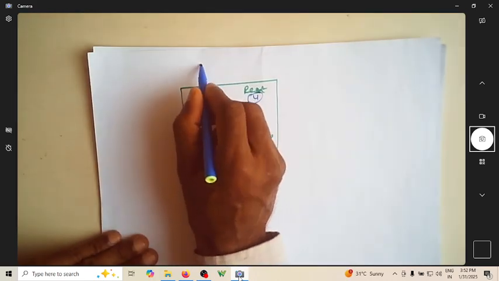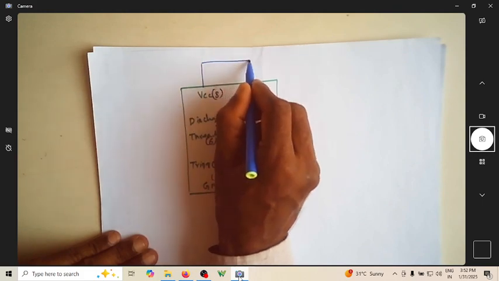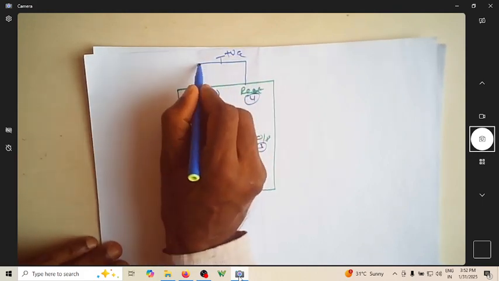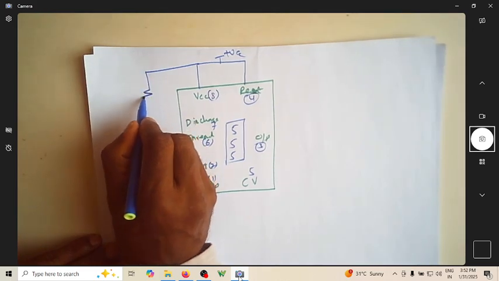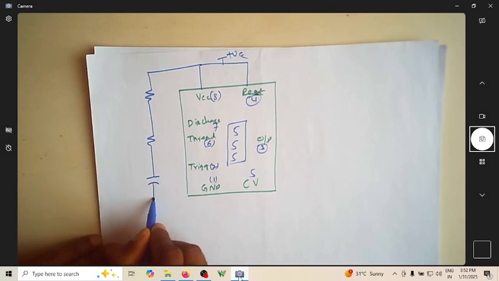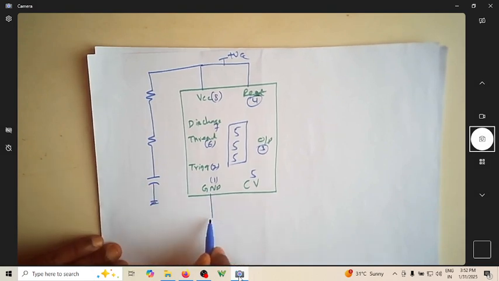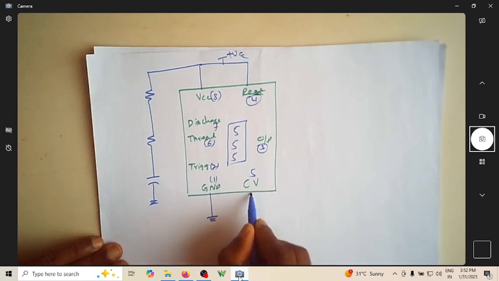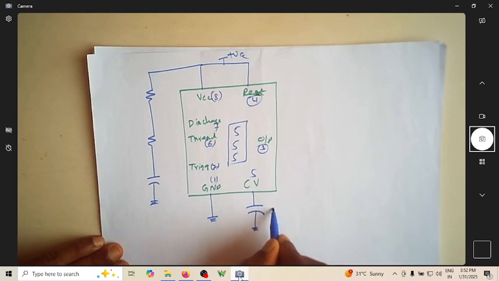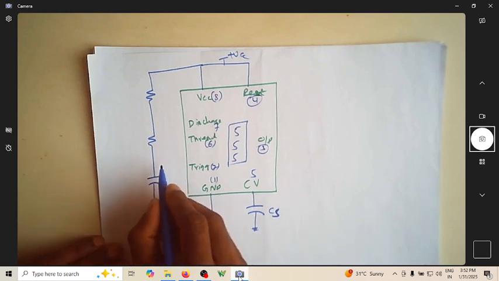Let me write the circuit diagram. This is connected to plus VCC, and we have one resistor here, another resistor here, and one more resistor here. Let me just connect it to ground. Let me have a capacitor connected to this. This is CS, the stabilizing capacitor.